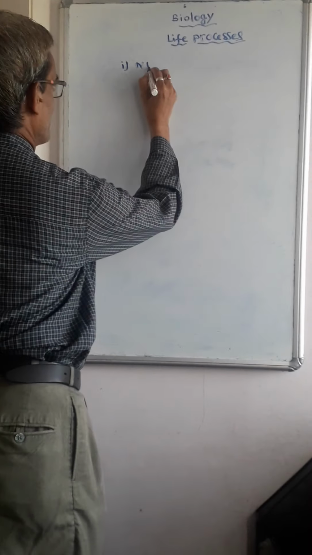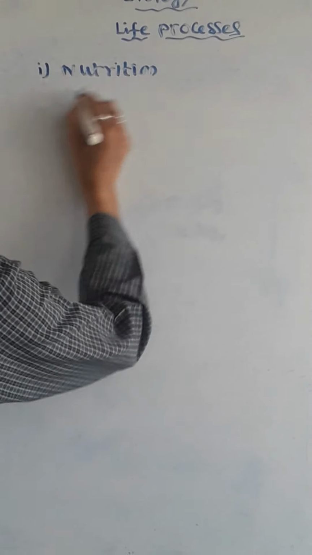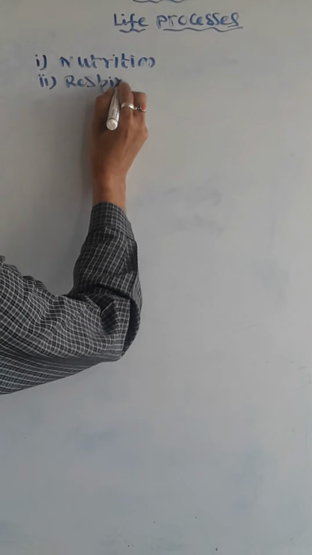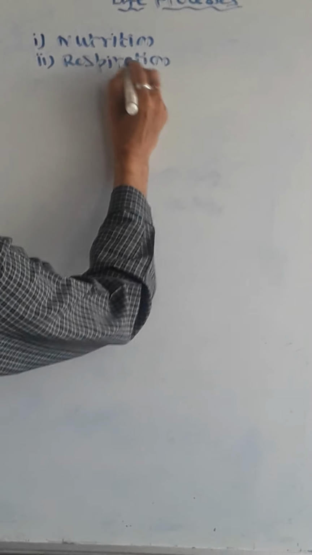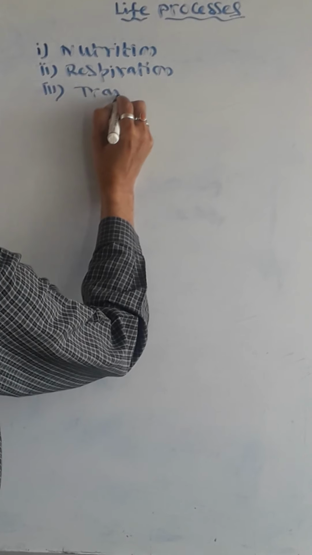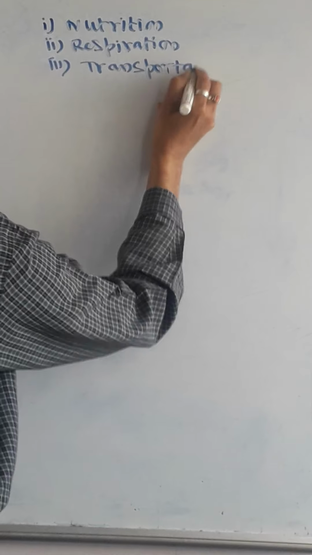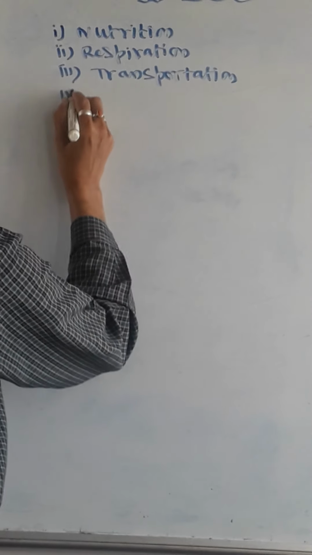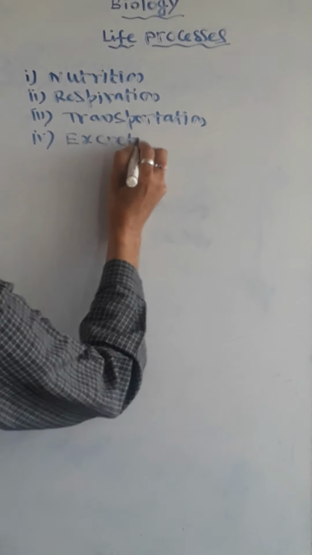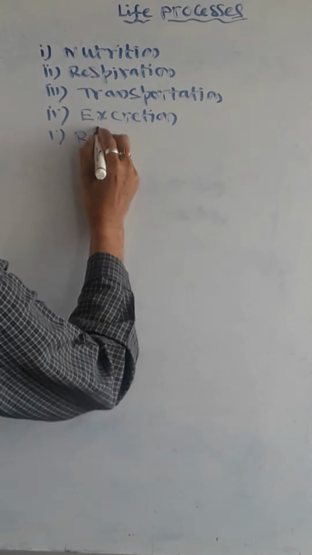First I'll write. First one is nutrition. Second one, respiration. Third one, transportation. Then the fourth one, I said excretion. Then the last one we call reproduction.